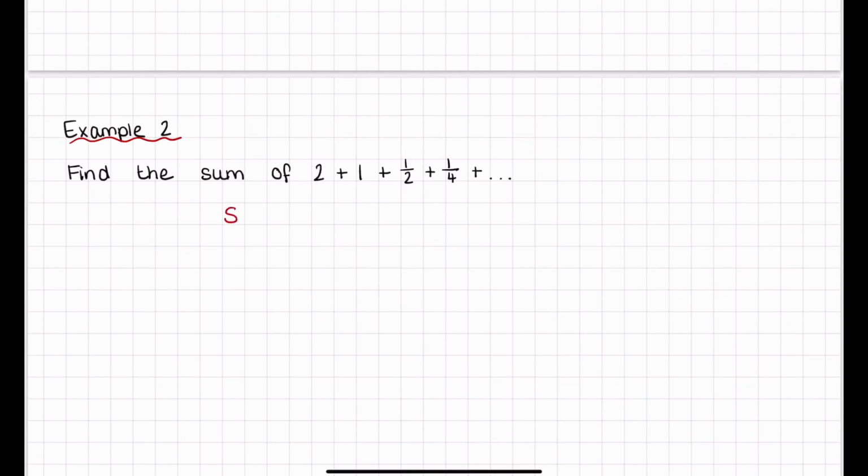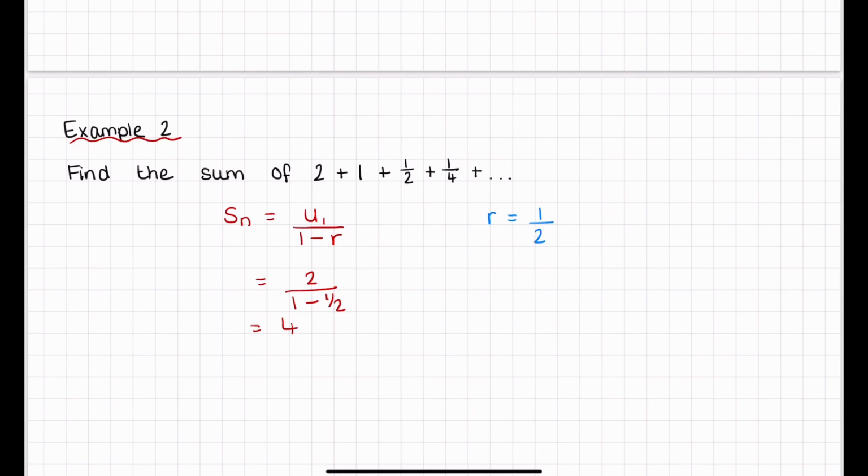So we know that Sn equals U1 over 1 minus R. And we just put our information in. So U1 is 2 divided by 1 minus R. So let's double check what R is. R we can find by the second term divided by the first term. So it's just a half. So back to our formula, it would be 2 divided by 1 minus a half. Put that in your calculator and you get 4. So the sum of this is approaching 4 and won't go past 4.